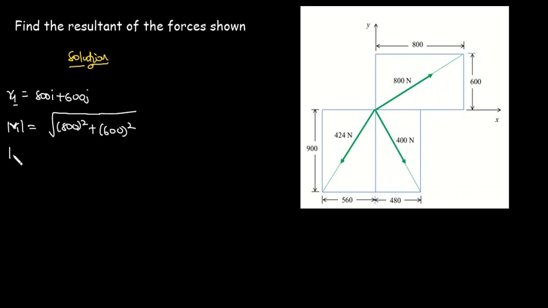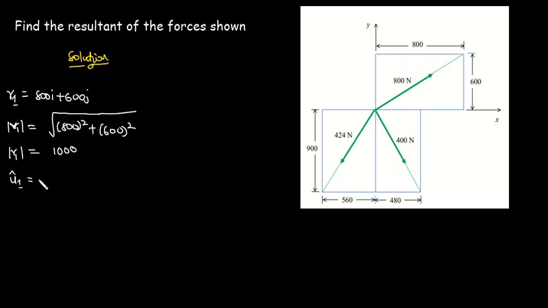So let's simplify this and see what you are going to get. We have the square root of 800 squared plus 600 squared. That gives us a value of 1000 as the magnitude of that position vector. So let's find the unit vector, which I name as u1.